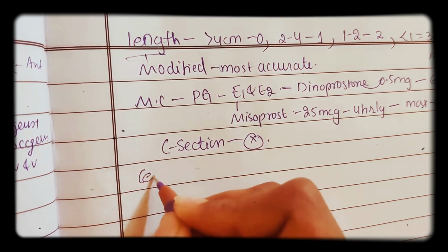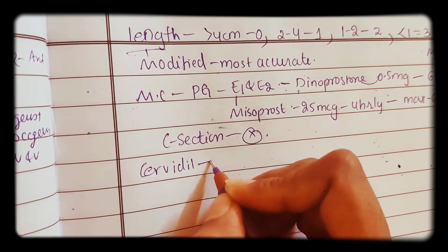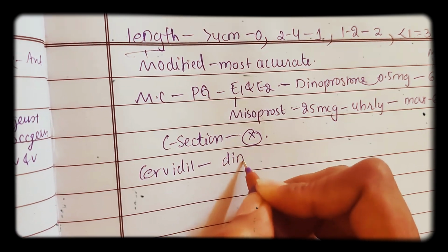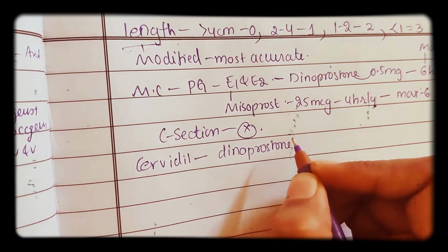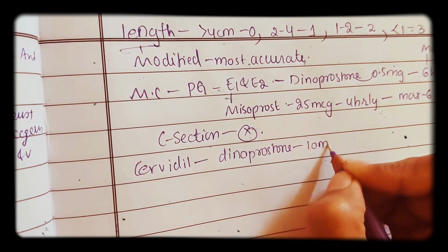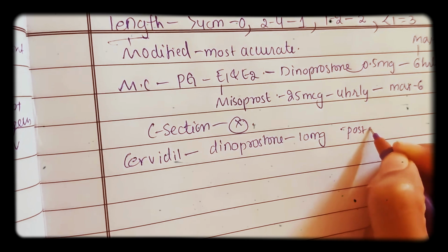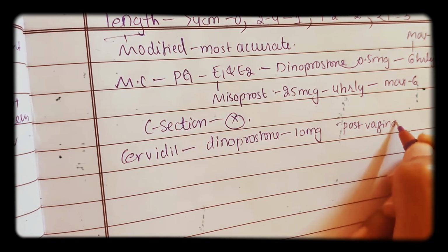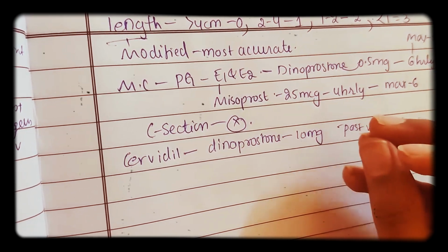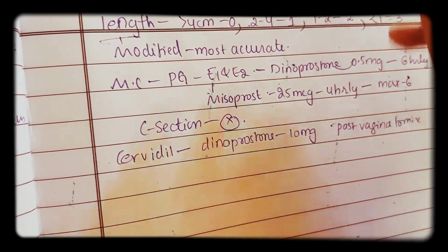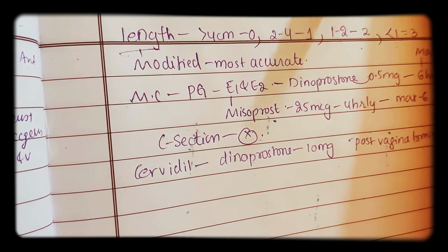Now let us discuss a new drug that is called Cervidil. Cervidil is a slow release formulation of dinoprostone. So even this Cervidil is a dinoprostone but it is a slow release long formulation. It contains 10 milligrams of dinoprostone and it is placed especially in the posterior vaginal fornix, and you remove it after 12 hours or before that if contractions arise. So it is a slow releasing drug and you can remove it when the contractions start.